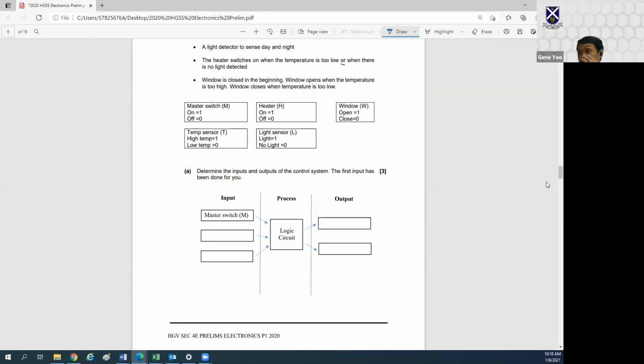Okay, so using these, arrange them in the input, process, or output subsystem. Okay, so master switch is already done. Let's look at a temperature sensor. Maybe we can have Sharaf, temperature sensor. Which box do you think we should put it in?